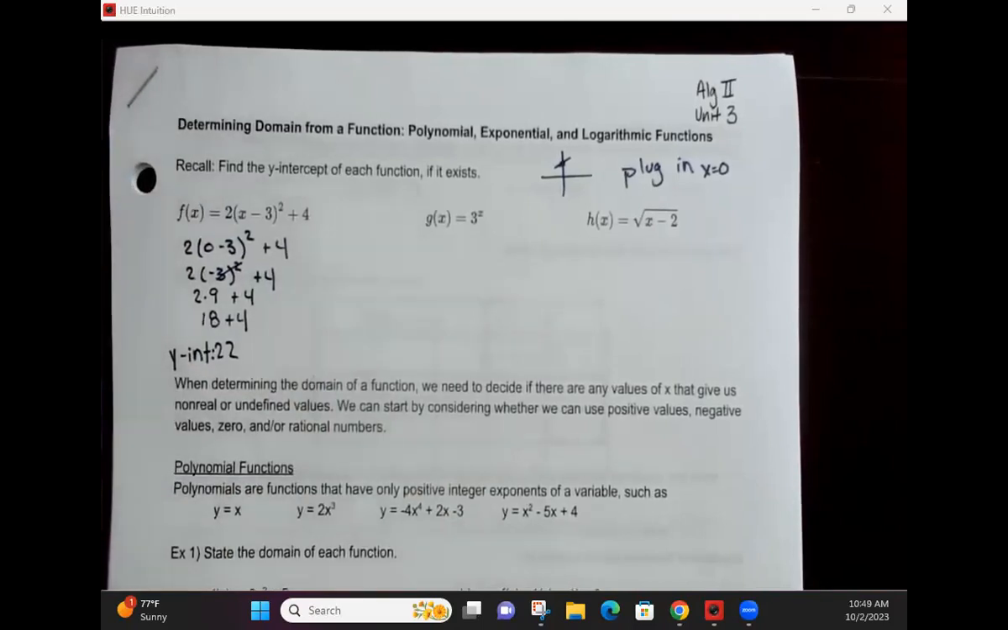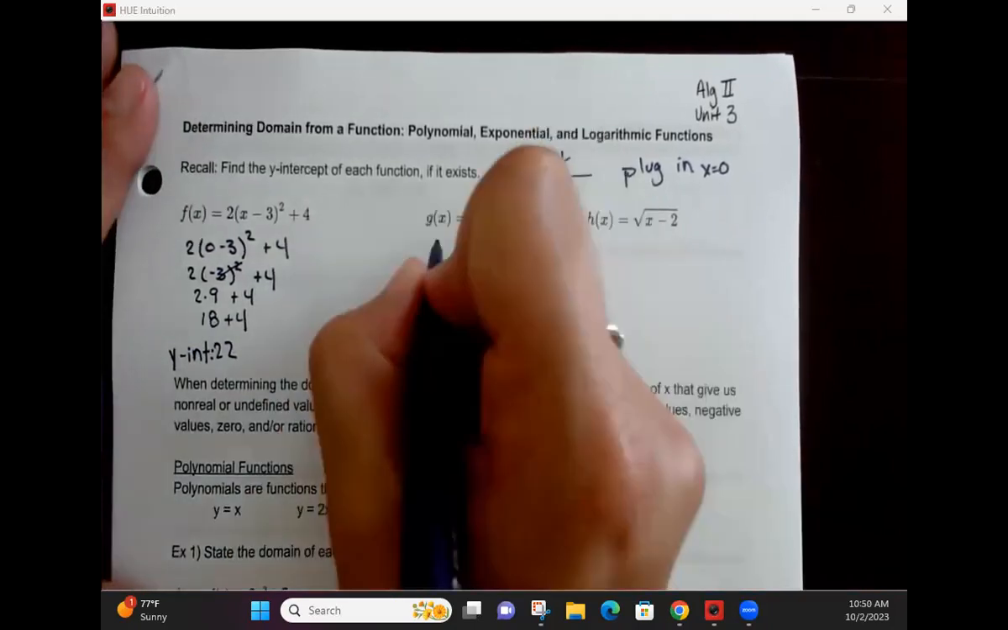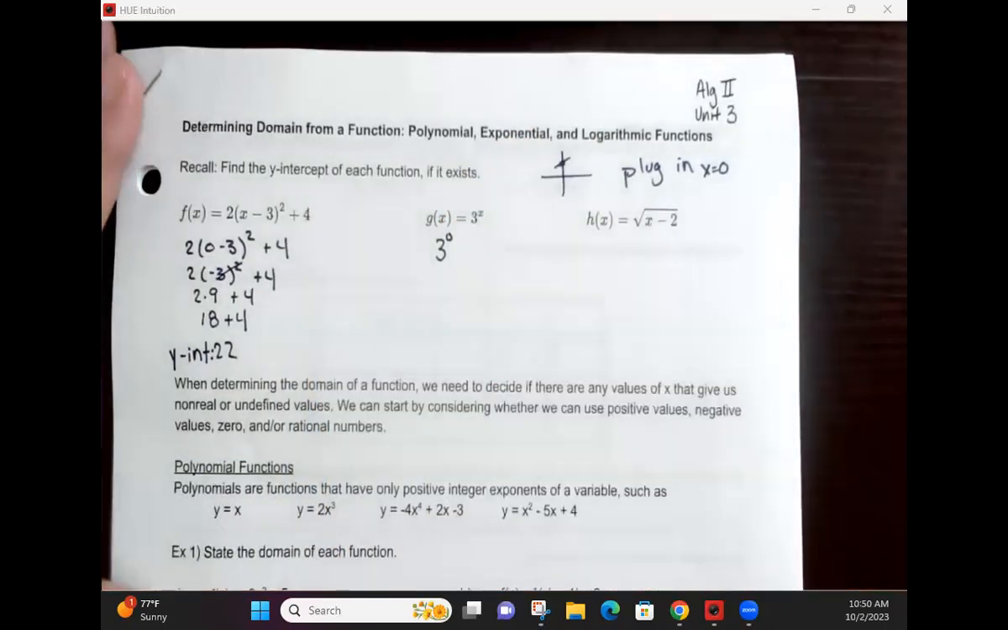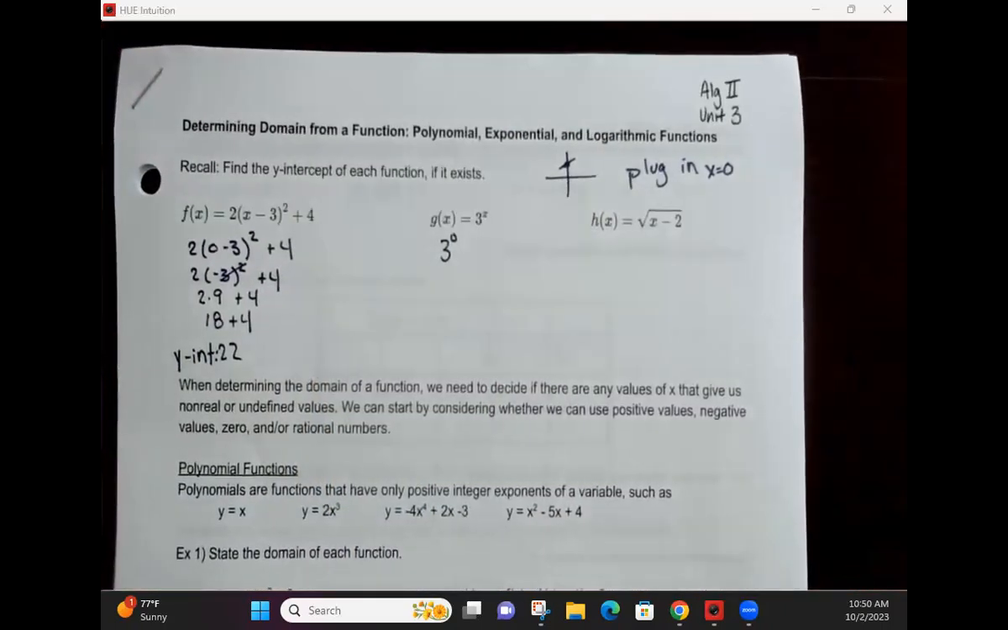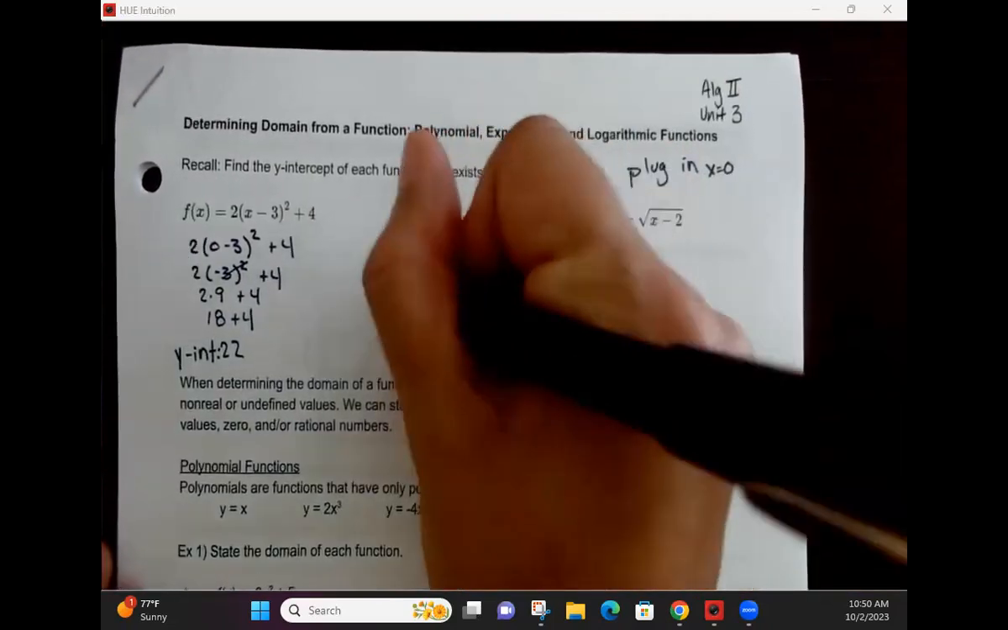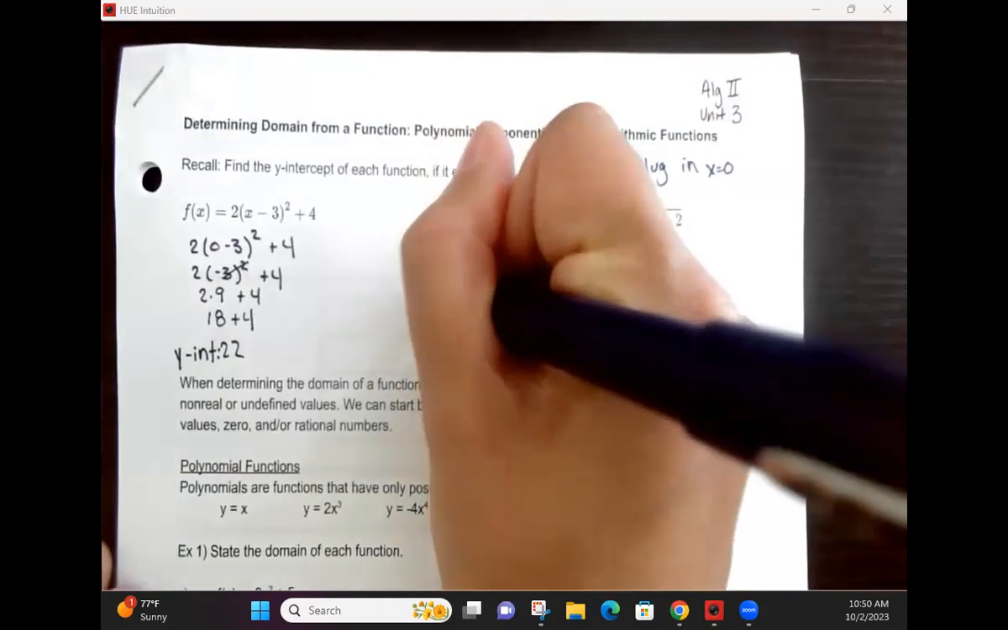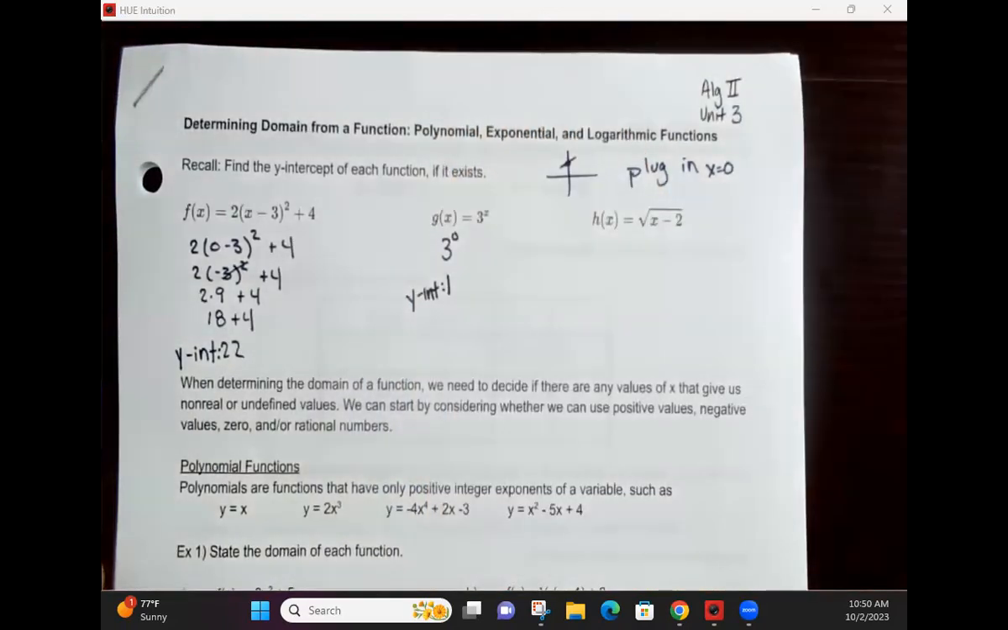For g of x, I have an exponential function. We saw these back in Algebra 1. We saw quadratic functions in Algebra 1 as well. So 3 to the x. We're plugging in 0 for x. That would be 3 to the 0. What do I get if I take 3 to the 0? Just 1. Anything to the 0 power is 1. So I have a y-intercept at 1 there.